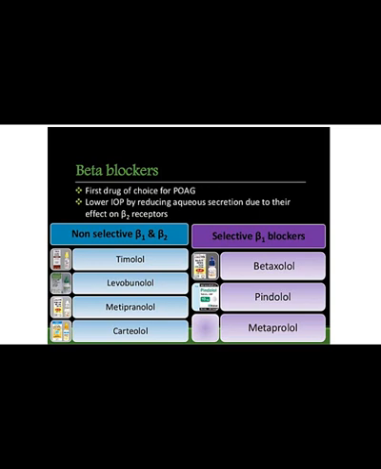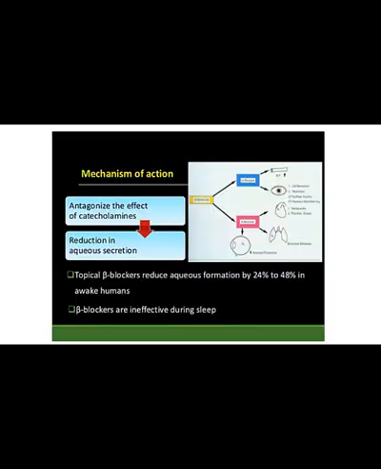They can be non-selective beta 1 and beta 2 blockers such as timolol, levobunolol, metipranolol, carteolol, and selective beta 1 blockers such as betaxolol, pindolol and metoprolol. Now the mechanism of action: they antagonize the effect of catecholamines, causing reduction in aqueous secretion. Topical beta blockers reduce aqueous formation by 24% to 48% in awake humans. Beta blockers are ineffective during sleep.